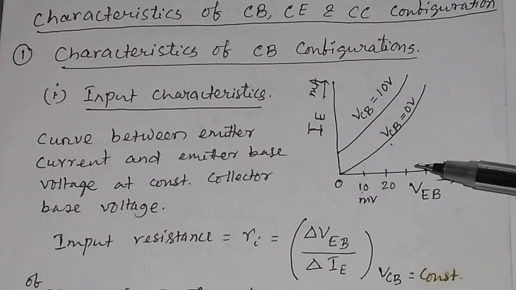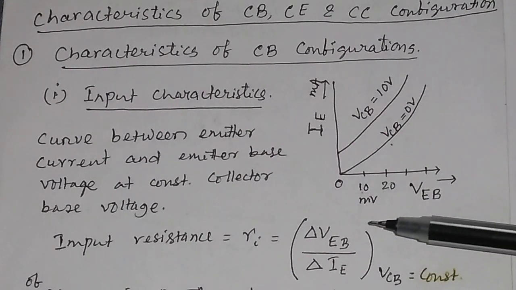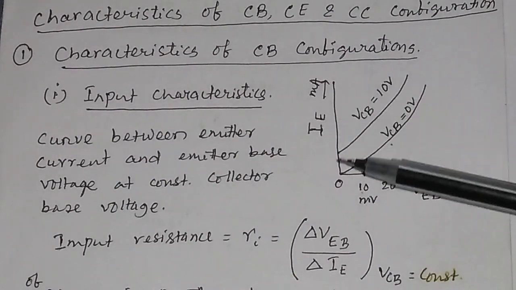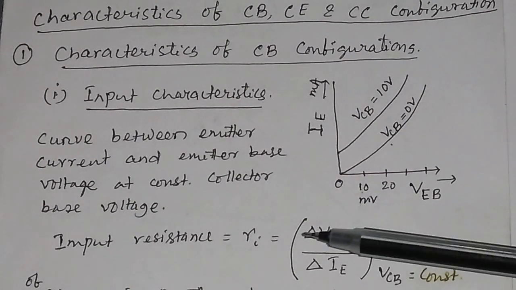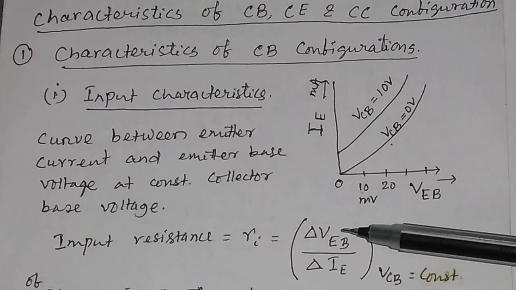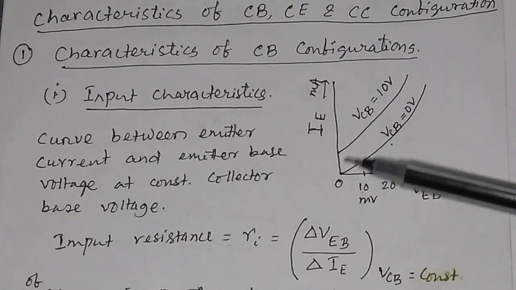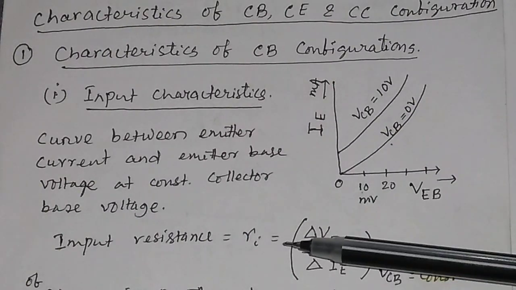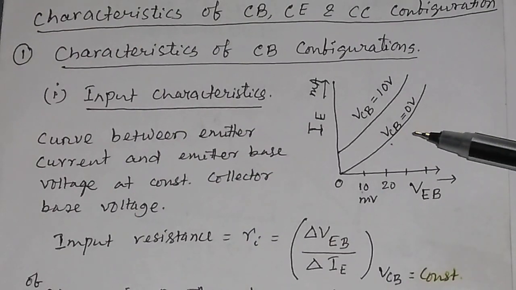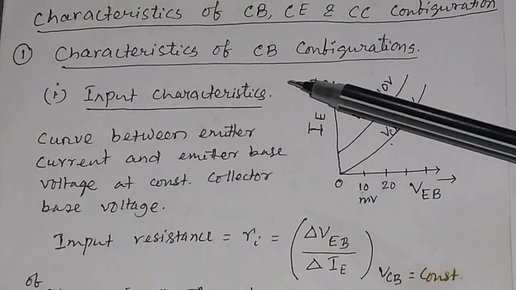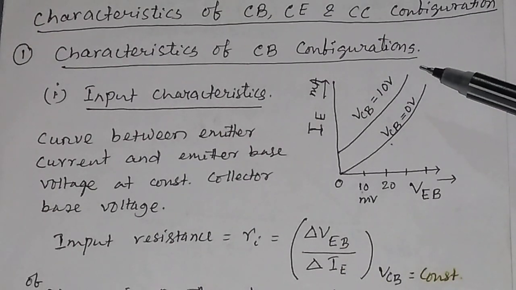How will we find out the resistance? If we plot the graph between the voltage and current, from the voltage and current graph, we can find out the resistance by dividing the voltage by the current. If it is for the input, it is called input resistance, and if it is for the output, it is called the output resistance.